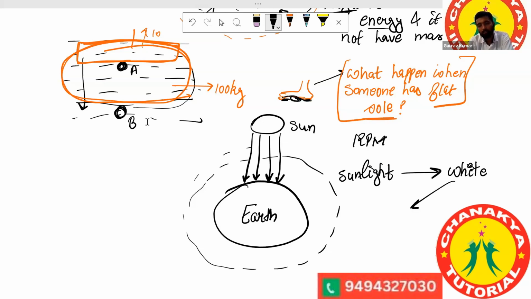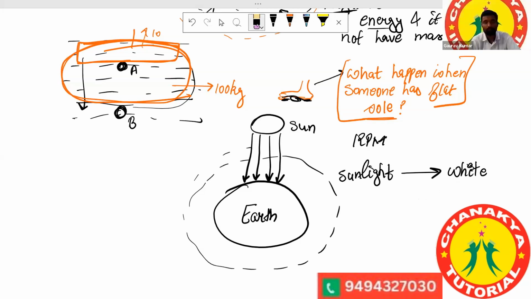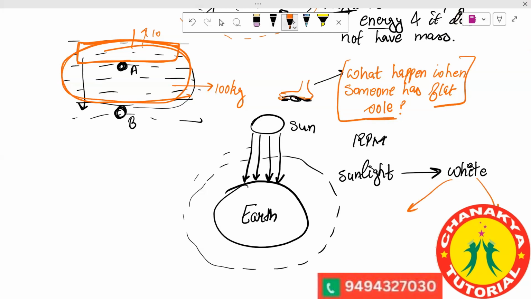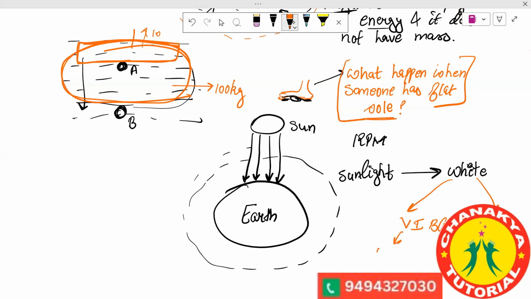How many colors is this white light made up of? Seven. Let me rephrase this question: with the help of how many colors is this white light made up of? Seven. It is made up of 7 colors, which is VIBGYOR. So it is violet, indigo, blue, green, yellow, orange, red.